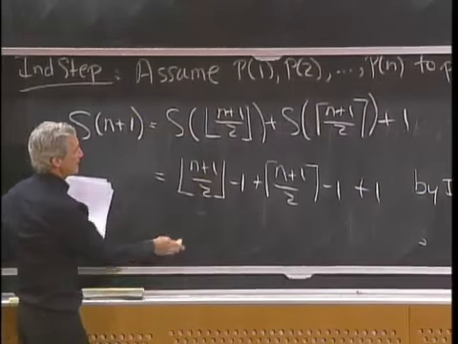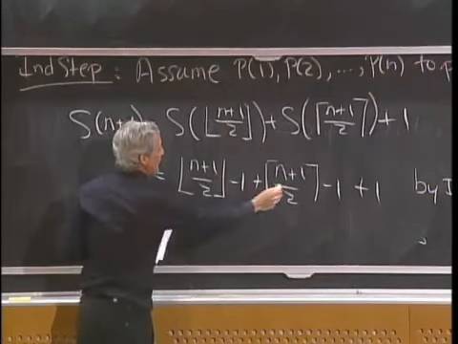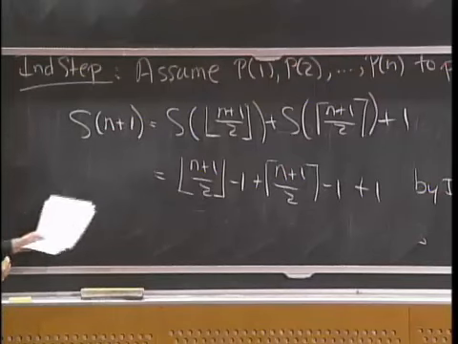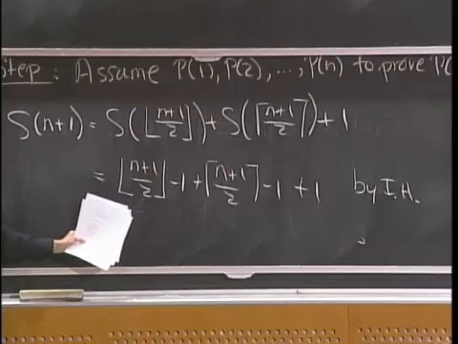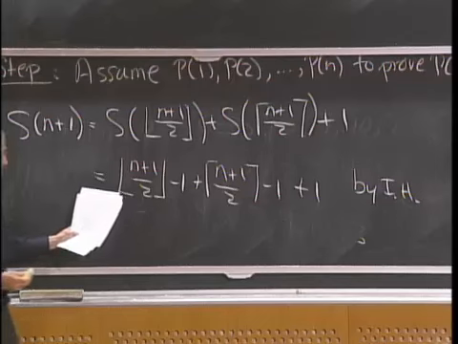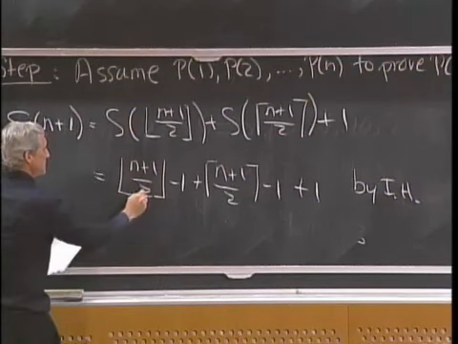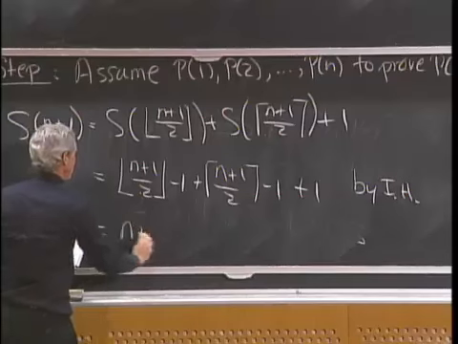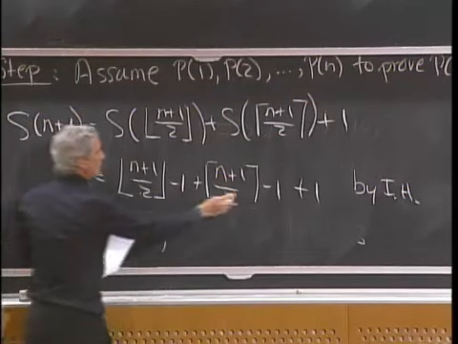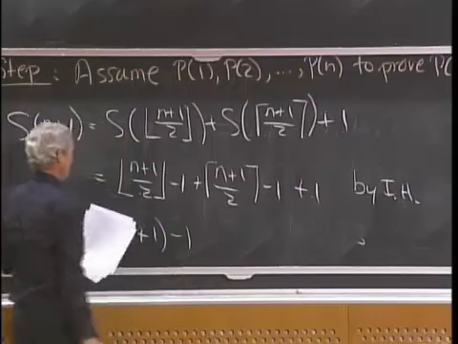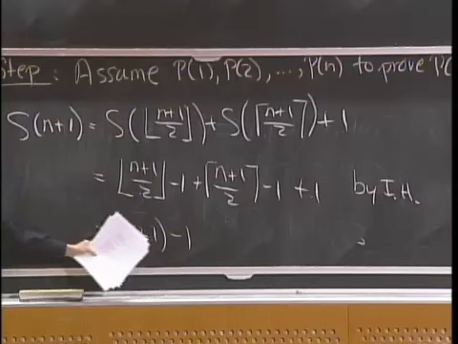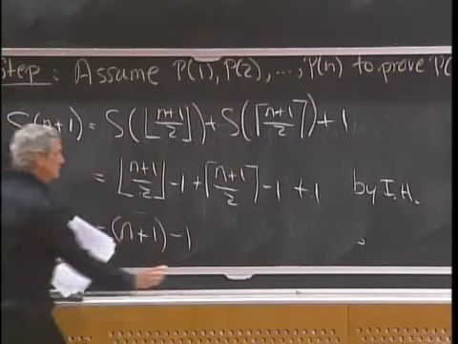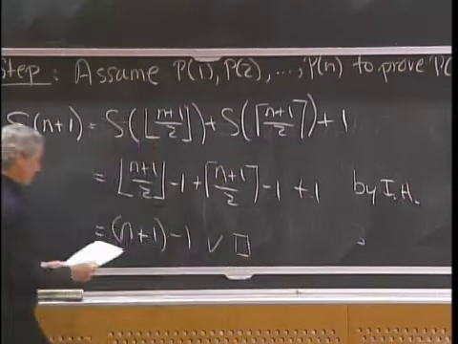All right, now I don't know exactly what either of these values is unless I know the parity of n, but I do know the sum of these two things. The floor of something plus the ceiling of that something is twice the something. So this plus that equals n plus 1. Minus 1 plus 1 is minus 1. And so, in fact, we proved that S of n plus 1 equals n plus 1 minus 1. So we verified the induction hypothesis.